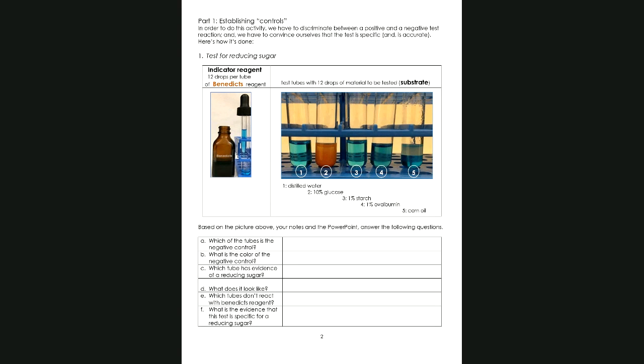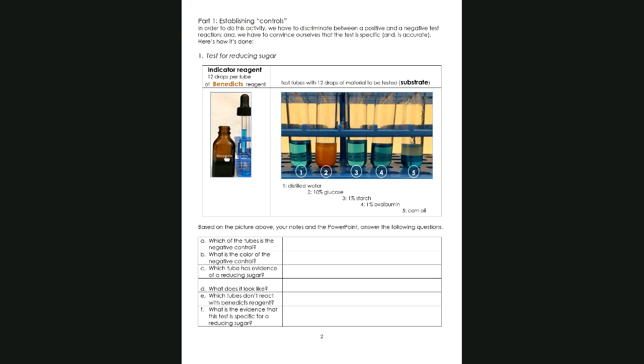So the first thing you see here is the test for reducing sugar, and these are your controls. You did the test tubes with 12 materials to be tested, which was your substrate. So your substrates are distilled water, 10% glucose, 1% starch, 1% ovalbumin, and corn oil. I've listed on your setup pages that the starch obviously is starch, but the ovalbumin, that's your protein, and the corn oil, that's your lipid.